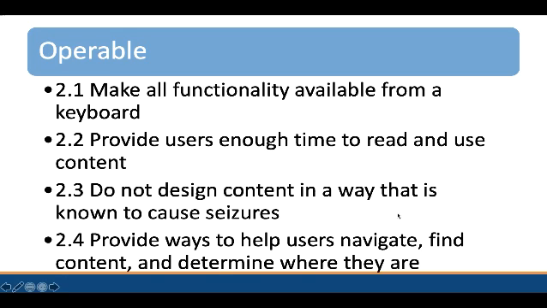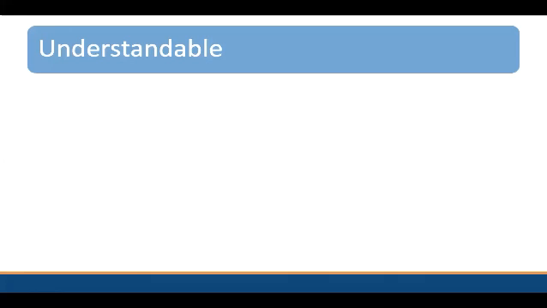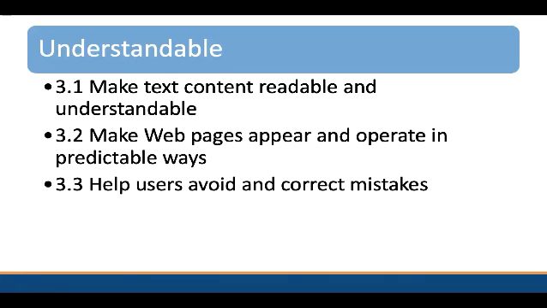Don't design content in ways known to cause seizures, like flashing lights, for instance, or any sort of flashing that can happen on a screen. And I like this one because this is especially useful for everyone. Provide ways to help users navigate, find content, and determine where they are. You'll see that a lot of times in websites that have breadcrumbs. So the further you go into a website's menu, you might see the breadcrumbs appear across the top of your screen that always let you go up one level to the next level on the website, for example. All right, understandable.